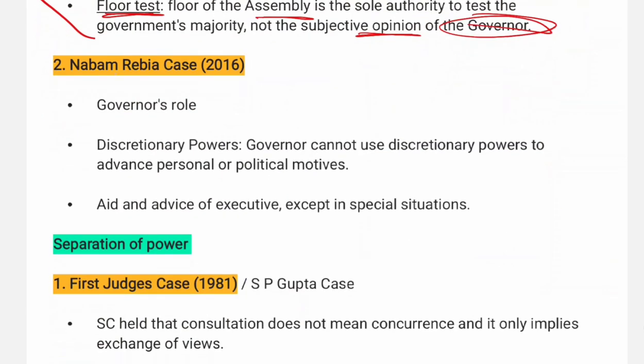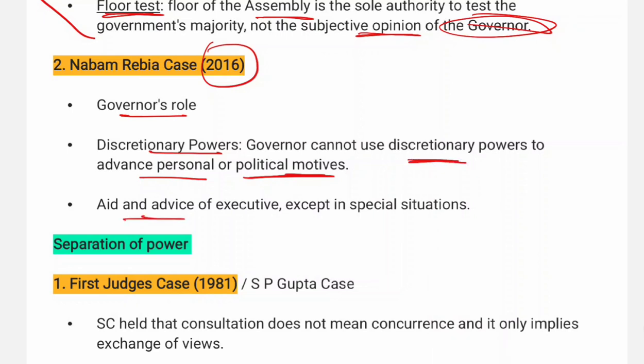Next important case is the Nabam Rebia case of 2016. This is the recent case where the Supreme Court has said the role of the governor should be politically neutral, so they should follow political neutrality. The second thing the Supreme Court said is that the discretionary power mentioned in the Constitution should be used in a fair manner, not to advance personal or political motives. That should only be used wherever there is necessity as per the provisions of the Constitution.